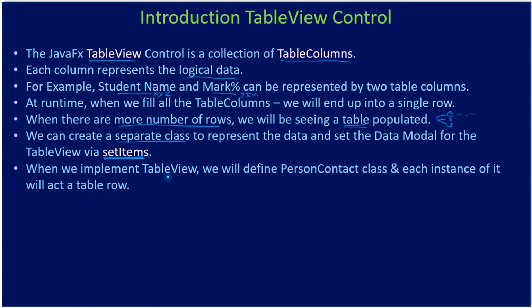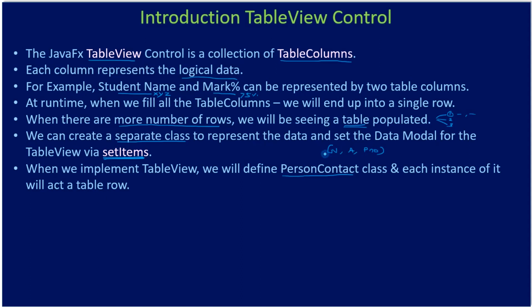When we implement the table view, we will define a PersonContact class. Why? Because in this example, we want to collect three properties. Say, for example, person name, age, and contact number or phone number. So all these three can represent a data row.